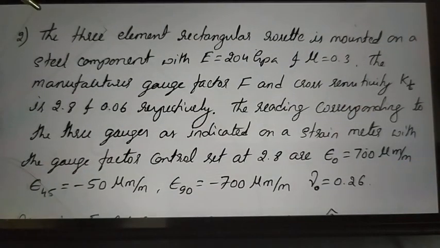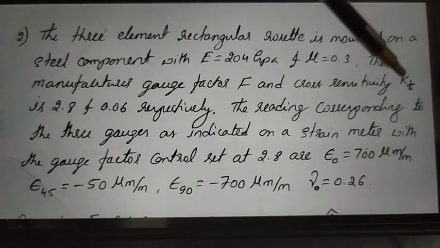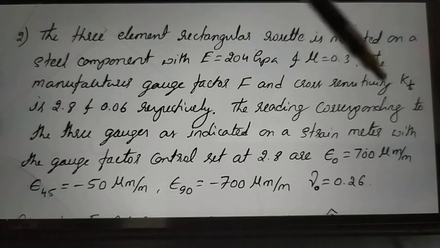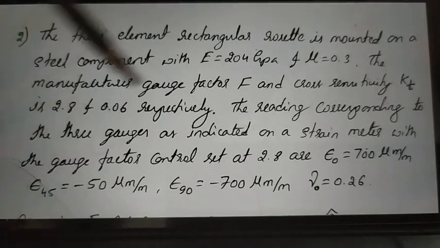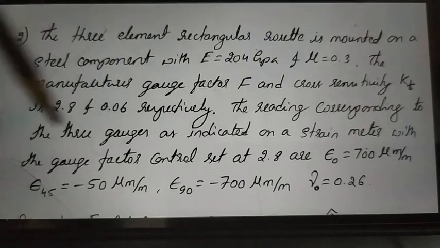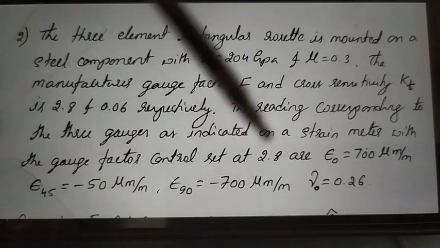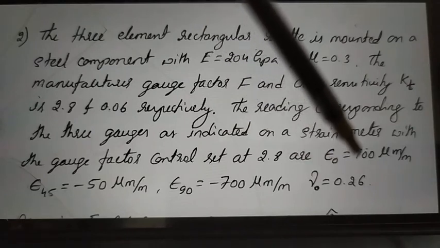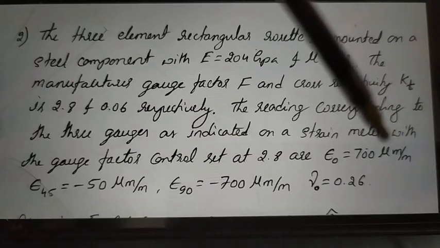First we read it. The 3-element rectangular rosette is mounted on a steel component with capital E equal to 204 GPa and nu equal to 0.3. The manufacturer's gauge factor F and cross sensitivity KT are 2.8 and 0.06 respectively. The reading corresponding to the 3 gauges, as indicated on the strain meter with the gauge factor control set at 2.8, for epsilon naught is equal to 700 microns.